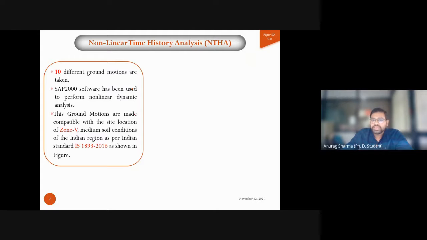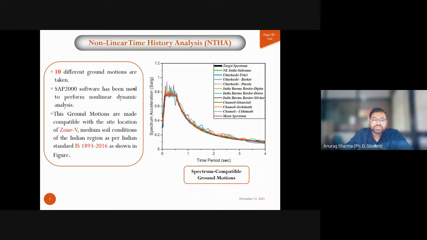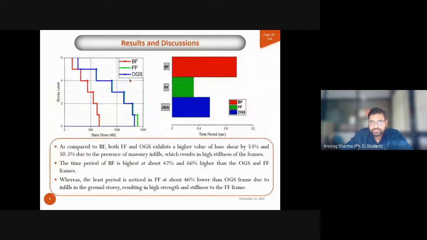Also, as I told, we have done the non-linear time history analysis with the help of 10 different ground motions. For that, SAP2000 software has been used for performing non-linear dynamic analysis. In order to use these ground motions, we have made them compatible with the site locations of zone 5 medium soil conditions of the Indian region as per our code with the help of SeismoMatch software.